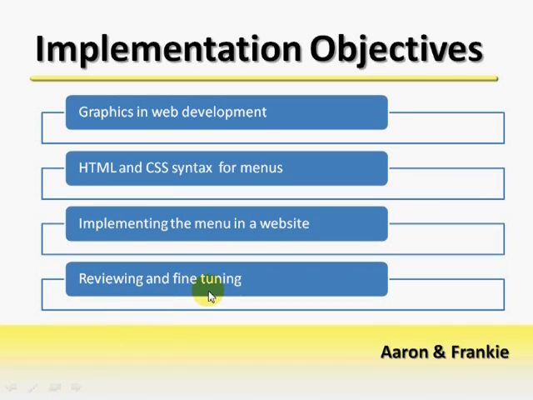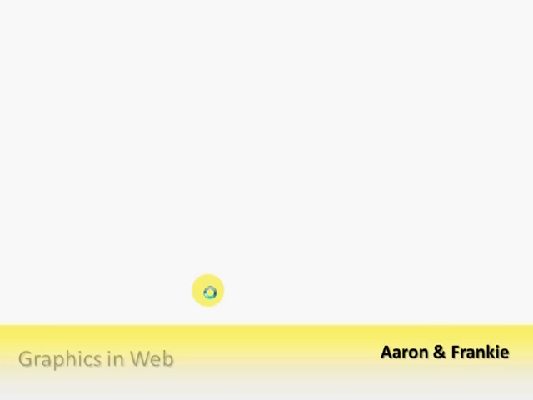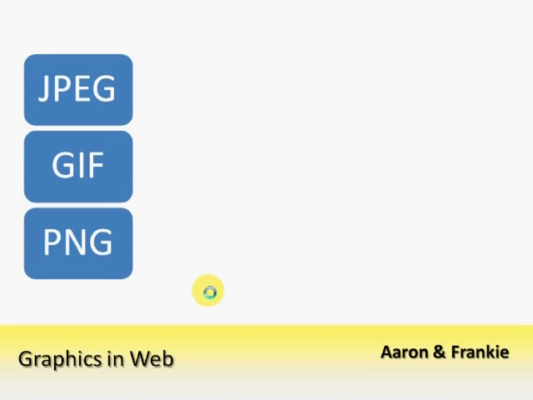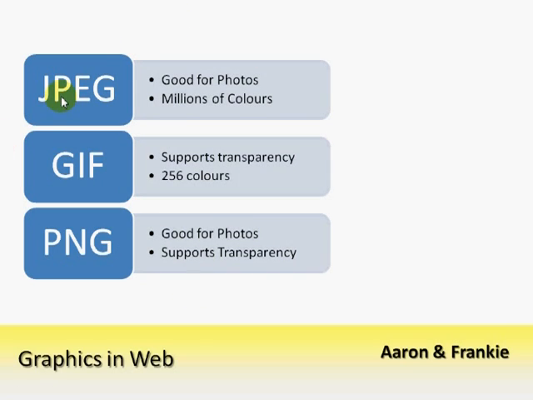Okay, so graphics in web development. There are three different types of files that are mainly used in web development. There are others, but they are not so popular, so we'll go over these three. JPEG files are image files which are usually good for photos. Why is there an image file which is not good for photos? Yes, for example, GIF files are not really good for photos.